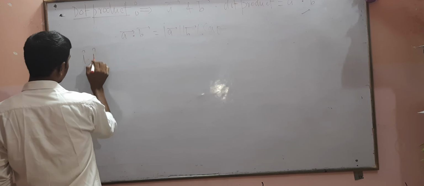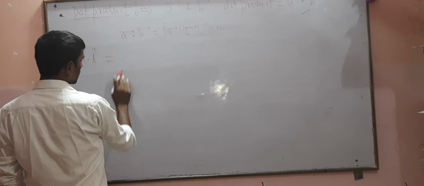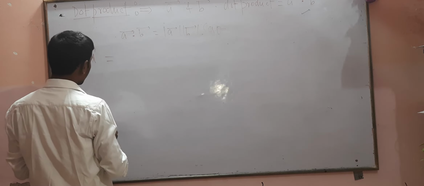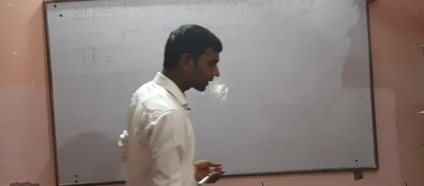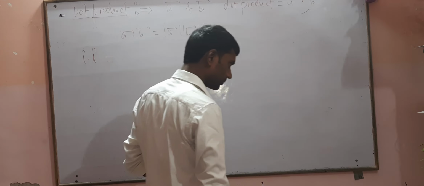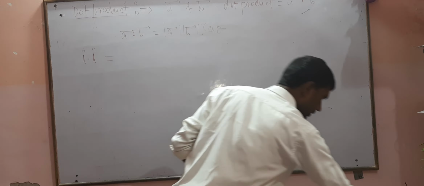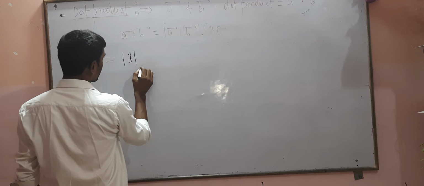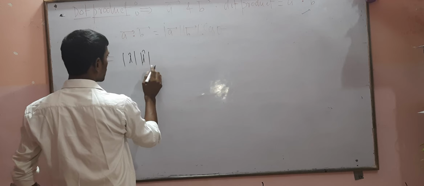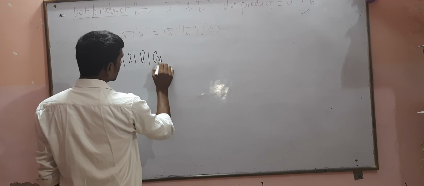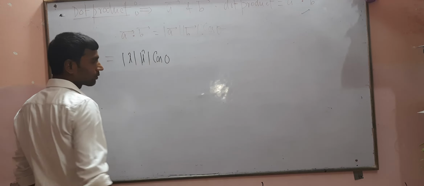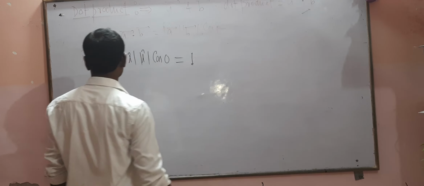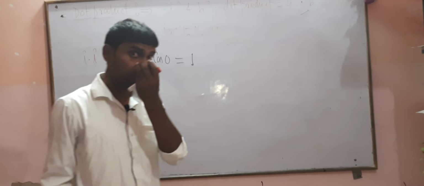I dot I. What will be I dot I? I dot I equals mod A mod B into cos theta. Here, what will be the mod of A? This one is the mod of I cap. Also B equals mod of I into cos of 0 degrees. Mod I equals 1, cos 0 equals 1. So this value is 1. So I dot I equals 1.